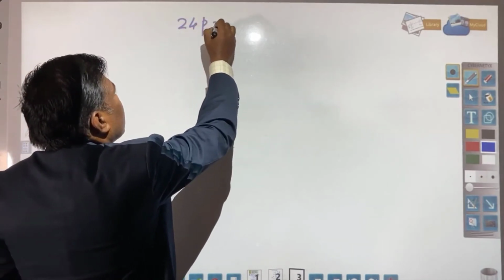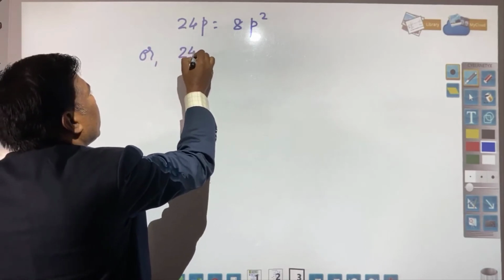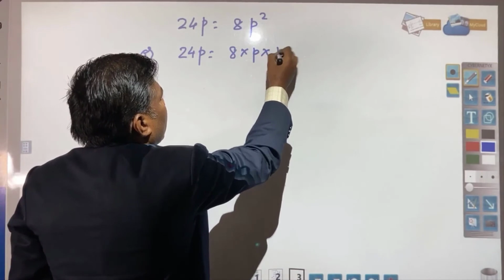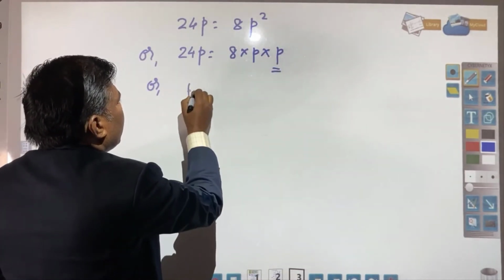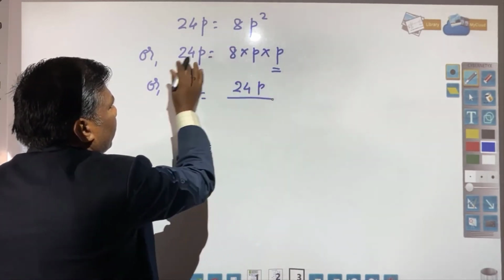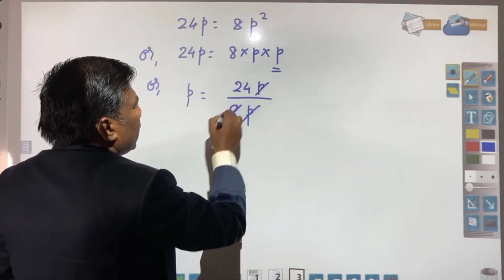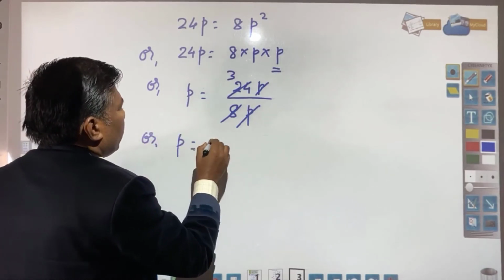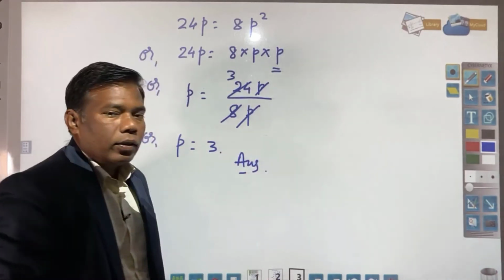24p is equal to 8p square, or this can be written as 24p is equal to 8 into p into p. Just take this p only. So, p will be equal to 24p divided by this 8p, we take it to this side. So, this will be cancelled, 8 threes are 24. So, p will be equal to 3, and this will be your answer. You had to find out the value of p.